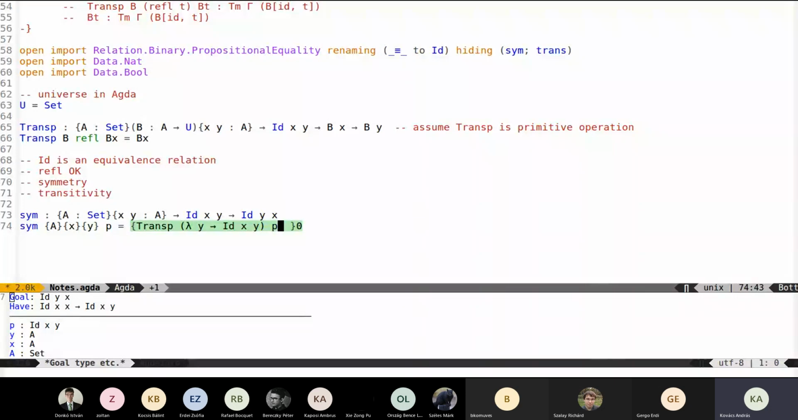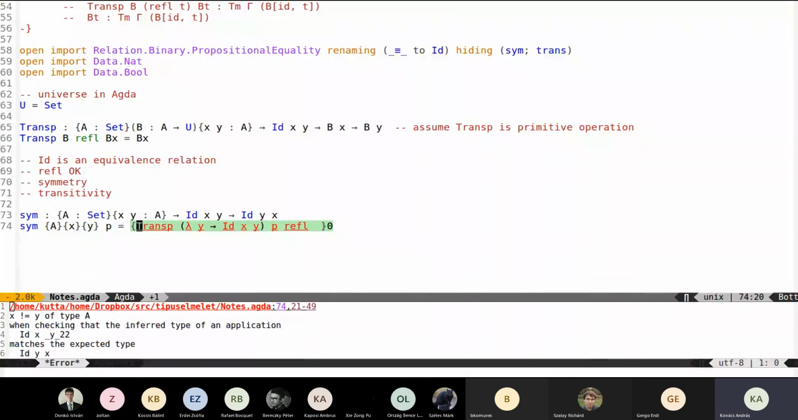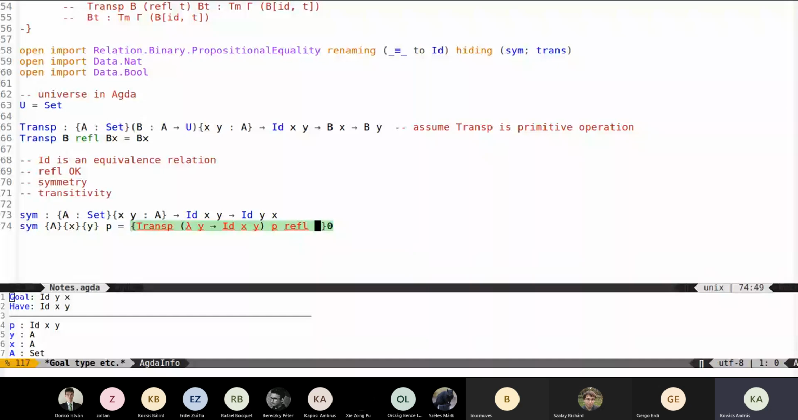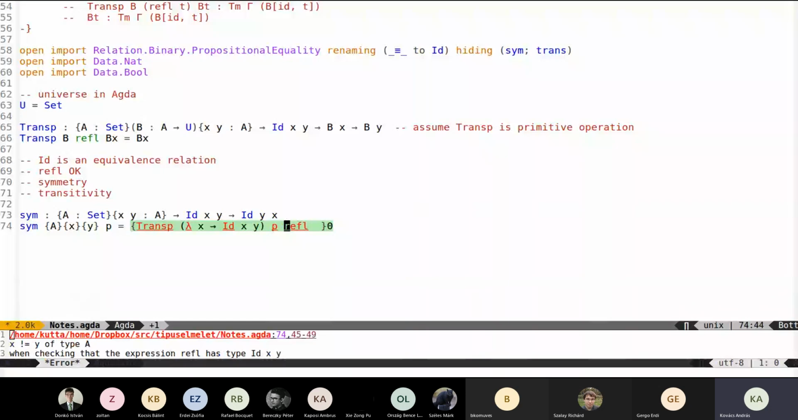This looks pretty good because now I only have to write in this remaining position an equality proof for id x x, and I already have an equality proof, which is reflexivity. What's the problem? Oh, it's the other way around.